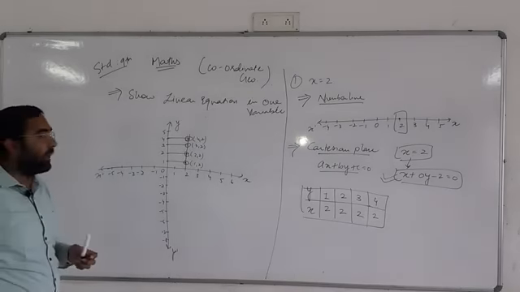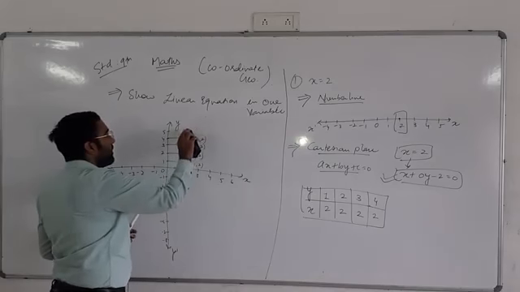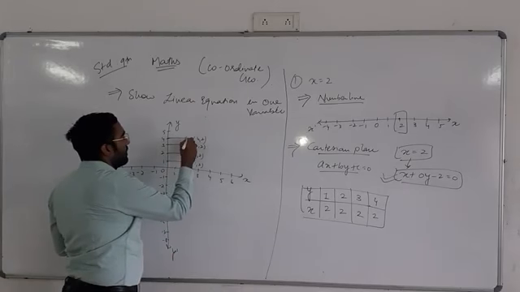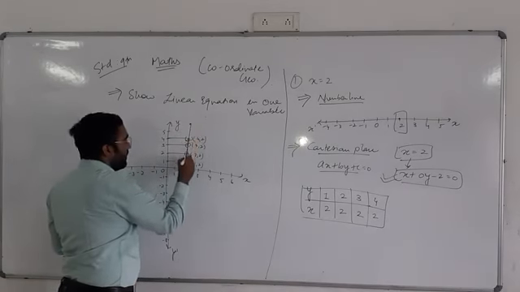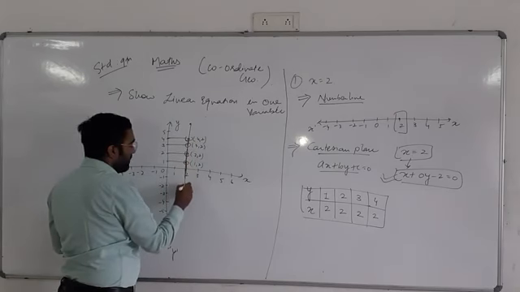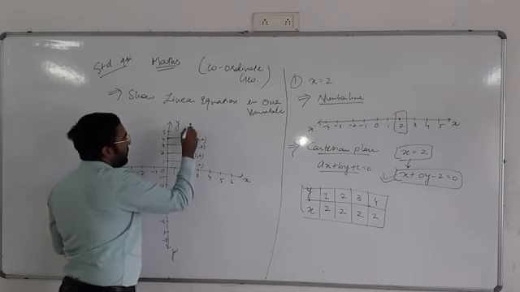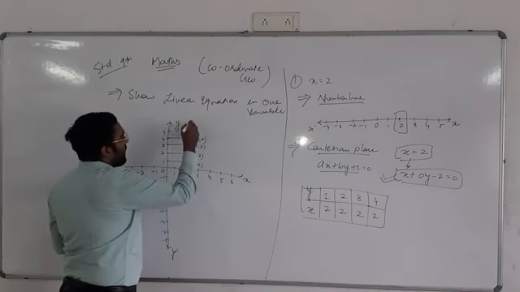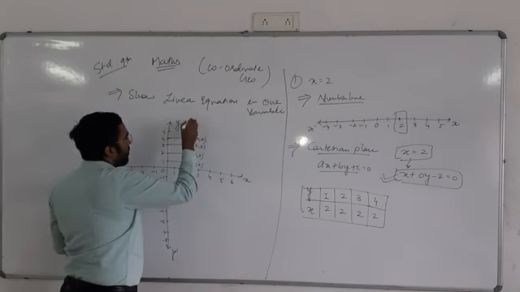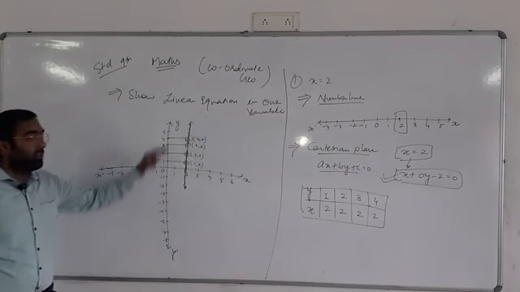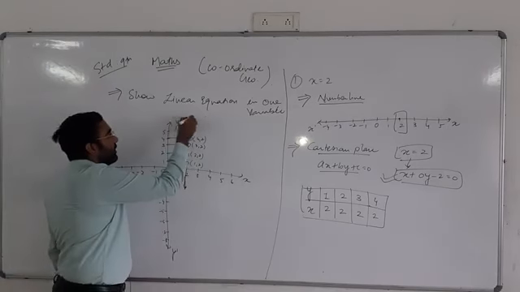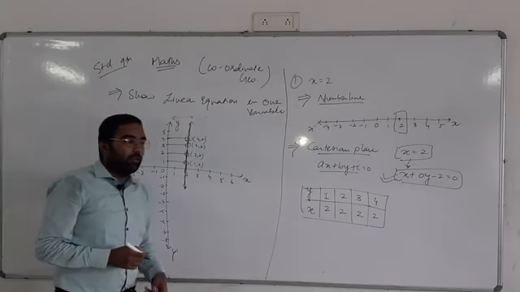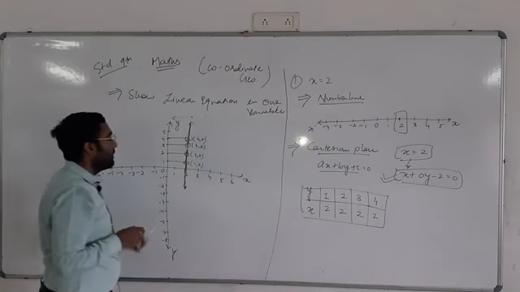So as per the equation, I'll find the straight line. Okay, I found the straight line that is parallel to the y axis. This is my straight line that is parallel to the y axis. Then this is your graph and this is your answer.